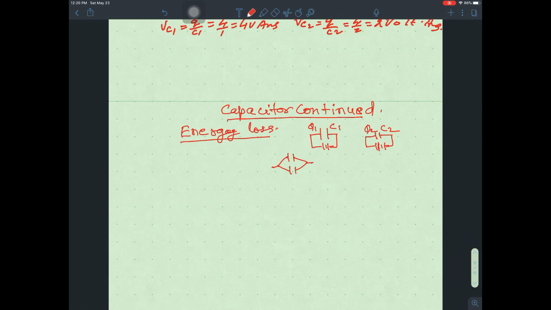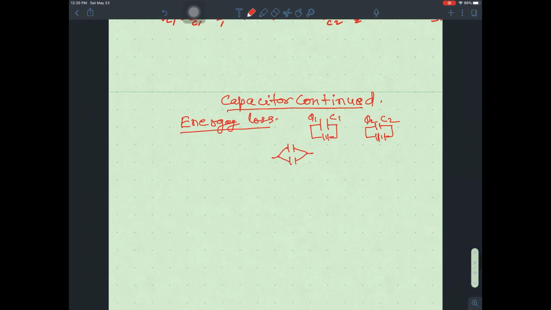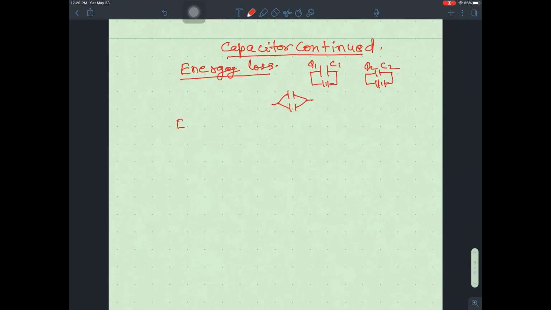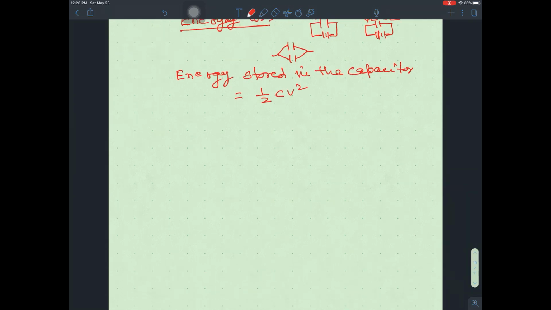One thing that I would like to remind you is that we have discussed the energy stored in the capacitor, which is equal to half CV square. This is the energy stored in the capacitor that we have already discussed. You should understand that energy is also stored in a combination of capacitors. This I will write as a note.